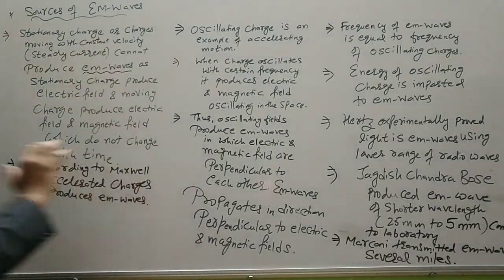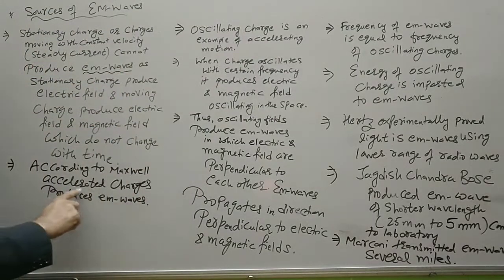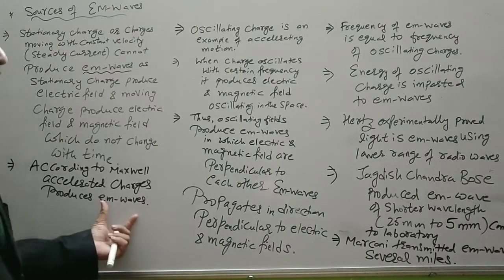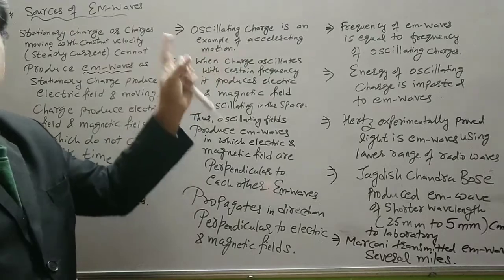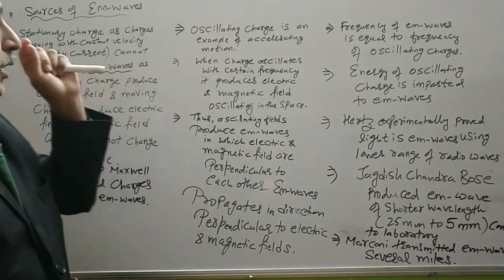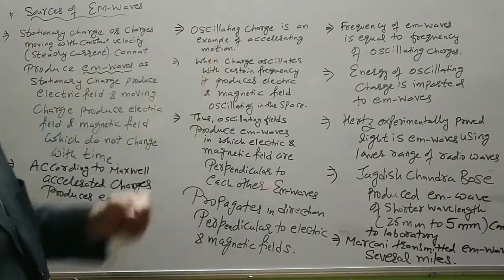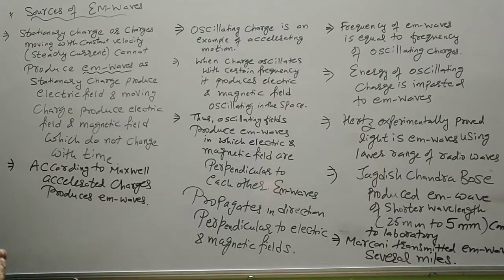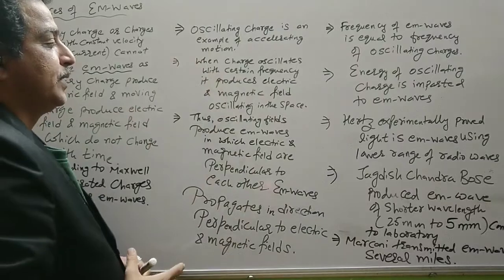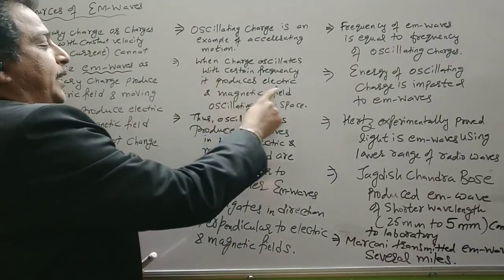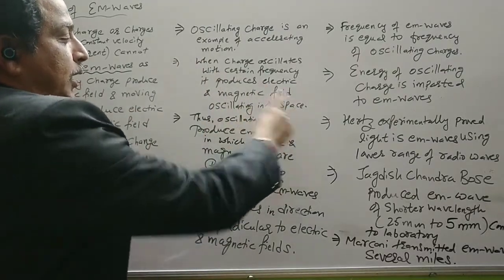Now according to Maxwell, an accelerated charge should produce an EM wave. If the charges are accelerated, then they are able to produce electromagnetic waves. Now an oscillating charge is an example of accelerating motion. So we take a charge which will oscillate about its mean position. When the charge oscillates with a certain frequency, it produces electric and magnetic fields oscillating in space.